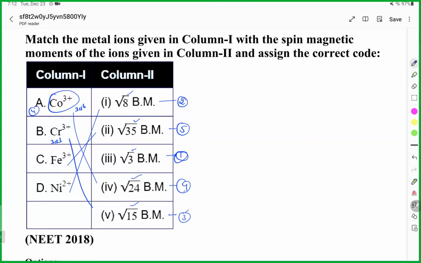Understood? So we finished K₂Cr₂O₇. Then second KMnO₄, and third we did magnetic moment.